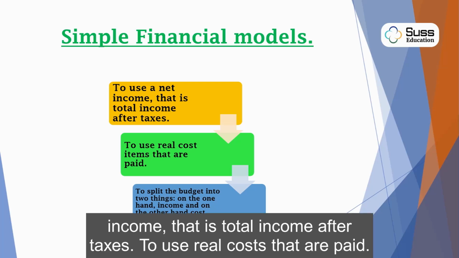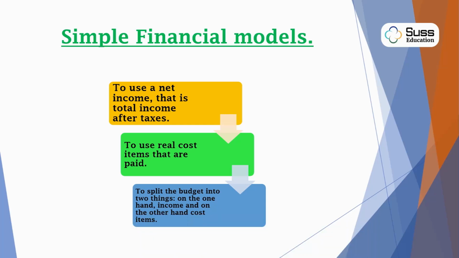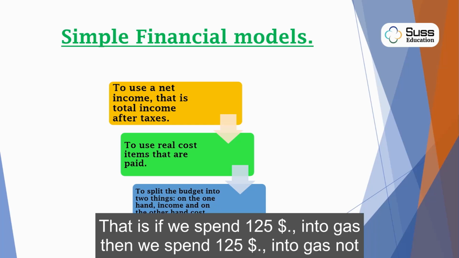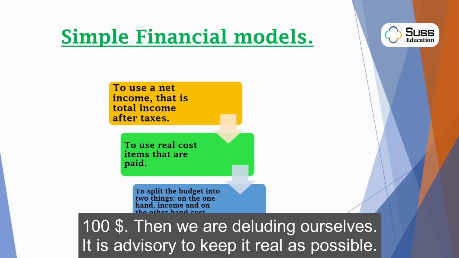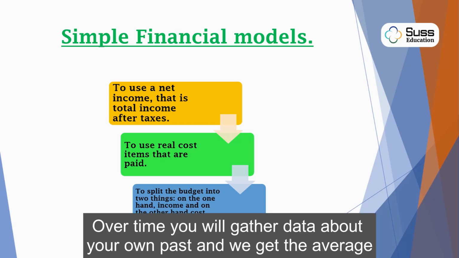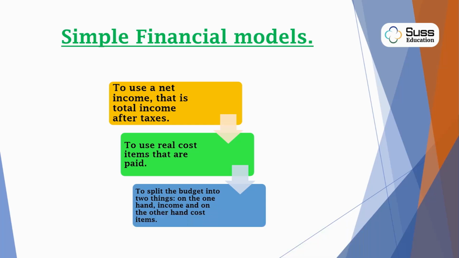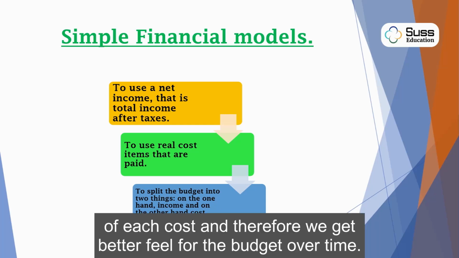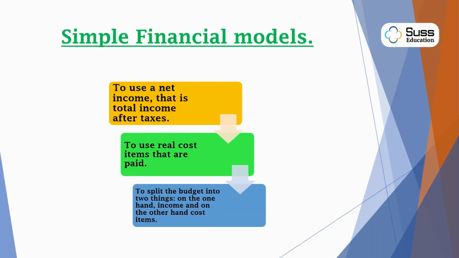To use net income, that is total income after taxes. To use real costs that are paid. That is, if we spend $125 into gas, then we spend $125 into gas, not 100. Then we are deluding ourselves. It is advisable to keep as real as possible. Over time you will gather data about your own past, and we get the average of each cost, and therefore we get a better feel for the budget over time.